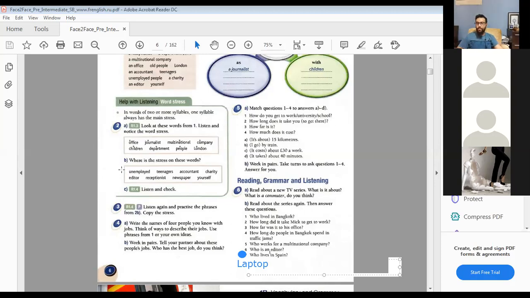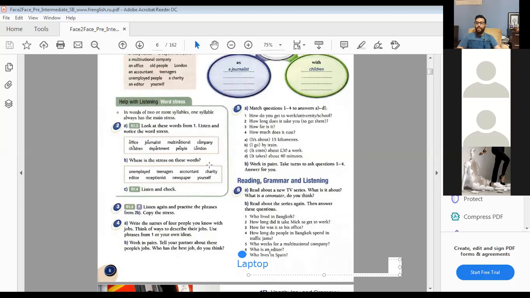The first word is unemployed. The second word is teenagers. Which syllable is stressed, the first one or the second one? I think the first one. Correct, the first part is stressed. Accountant. I think the second one. Correct, the second part is stressed.